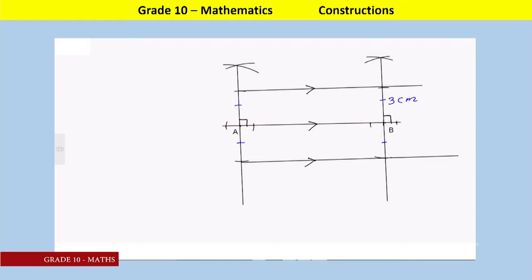Remember to mark parallel symbol. How can we mark parallel? How do I know parallel? Mark that arrow symbol. It represents that lines are parallel. Okay, let's go to the fourth one.